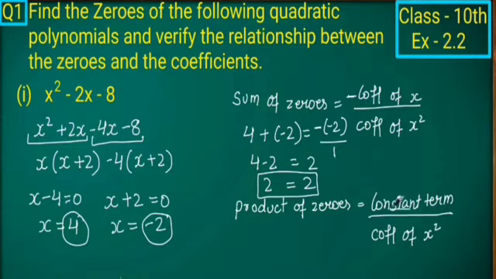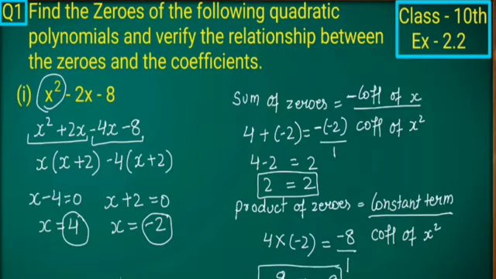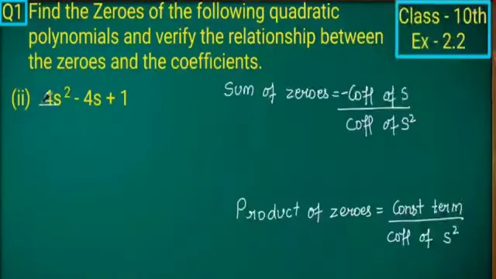Now we have to verify the product of zeros. So to verify the product of zeros, again we have to multiply these two values, and we will get the constant term is minus 8 and the coefficient is again the same 1. So if we multiply 4 by minus 2, we will get minus 8, and minus 8 is equal to minus 8. So these relations are verified. Now move to the next question.